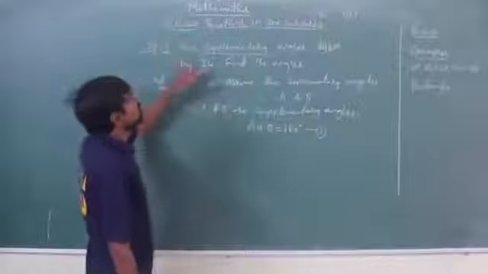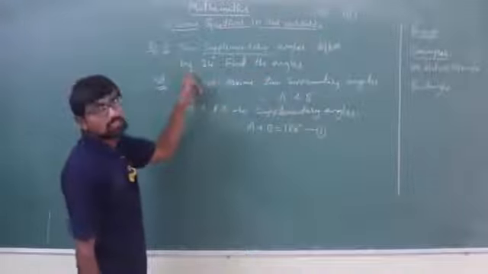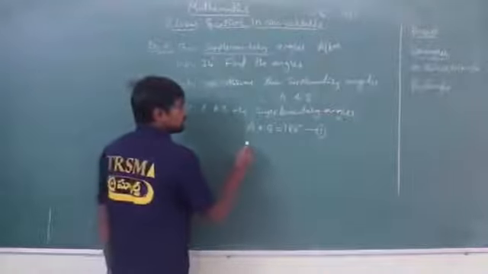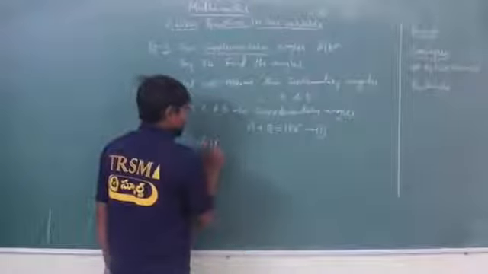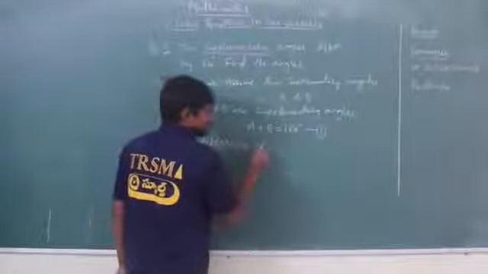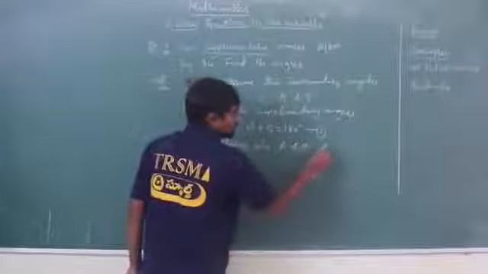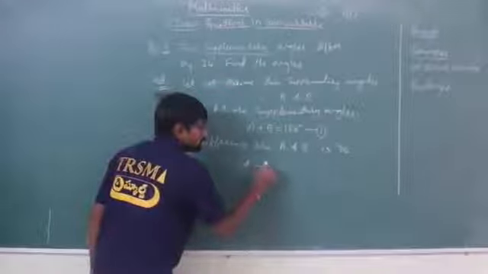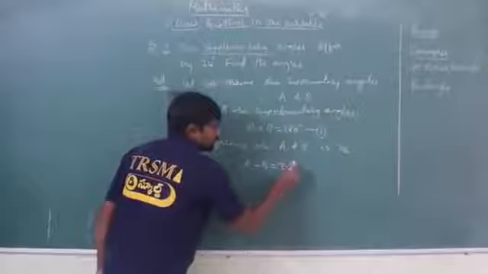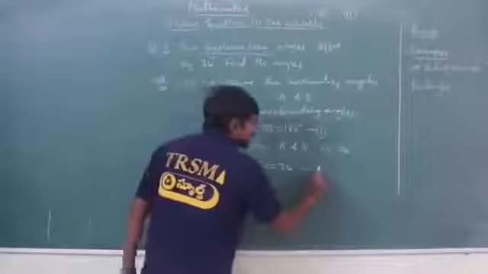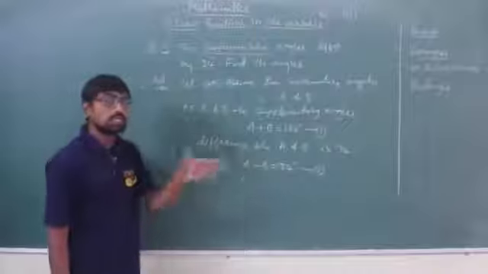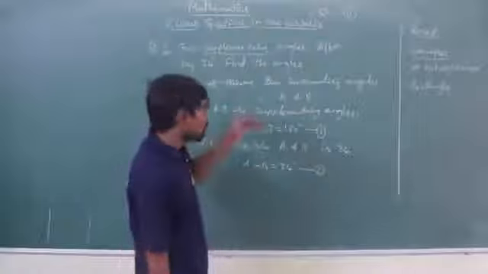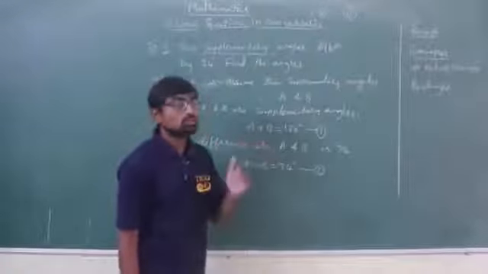Now coming to the second part, what he said: two supplementary angles differ by 34. The difference between both the angles is 34, isn't it? It means the difference between A and B is 34, as he mentioned in the question. So A minus B is equal to 34 degrees. Here I will be solving this by the vertical method. You have already discussed it in your previous class, isn't it? I will be solving these equations in the vertical method.